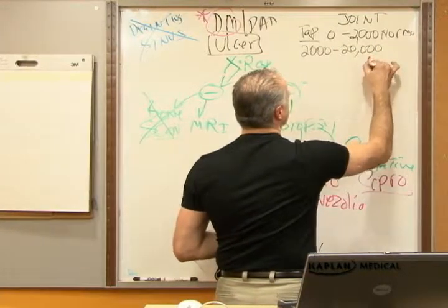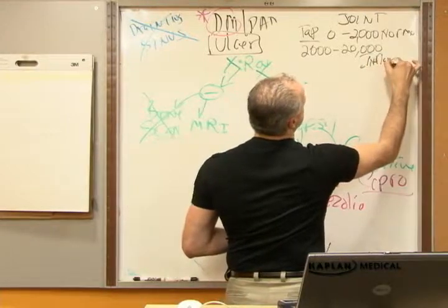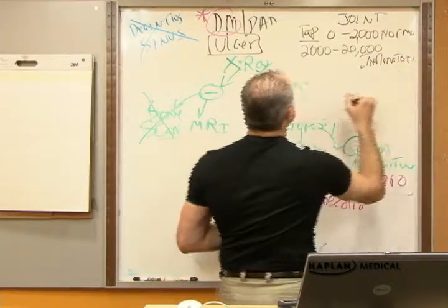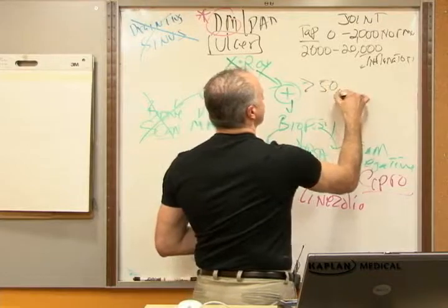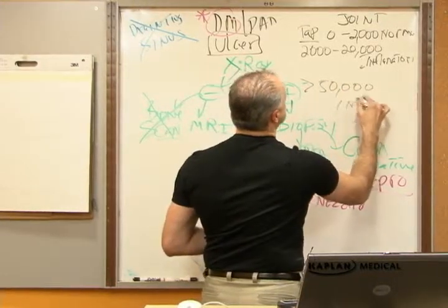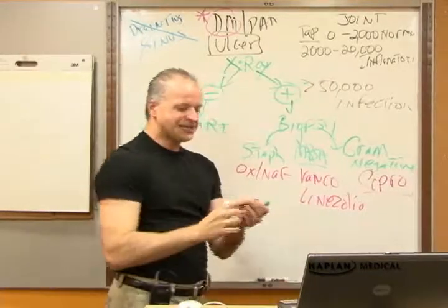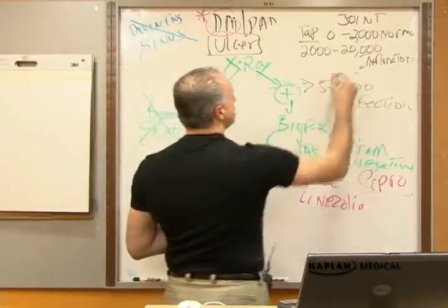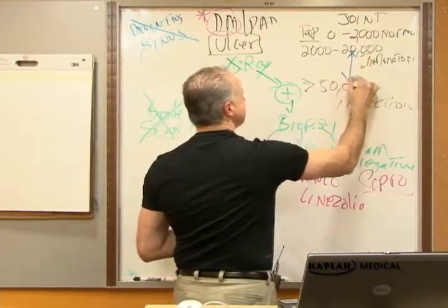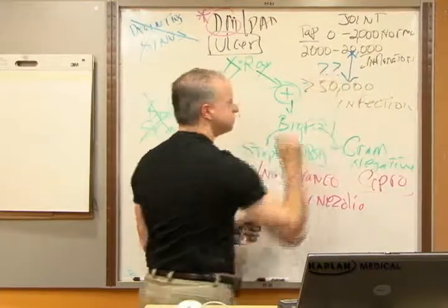Gout, pseudo-gout, inflammatory. If it's above 50,000, we consider that to be an infection. If it's between these, you don't know. If it's between 20 and 50,000, you're uncertain.